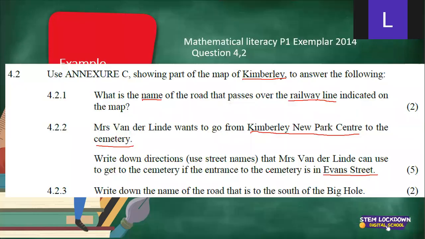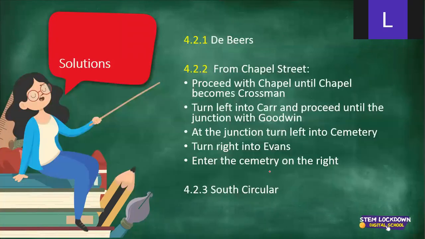Okay. So basically, let me just sneak preview. From Chapel, you proceed with Chapel until it becomes Crossman. You turn left into Car. Now notice left goes with the name of the road. Just saying turn left, turn right will be wrong. You say turn left into a particular road, turn right into a particular road.